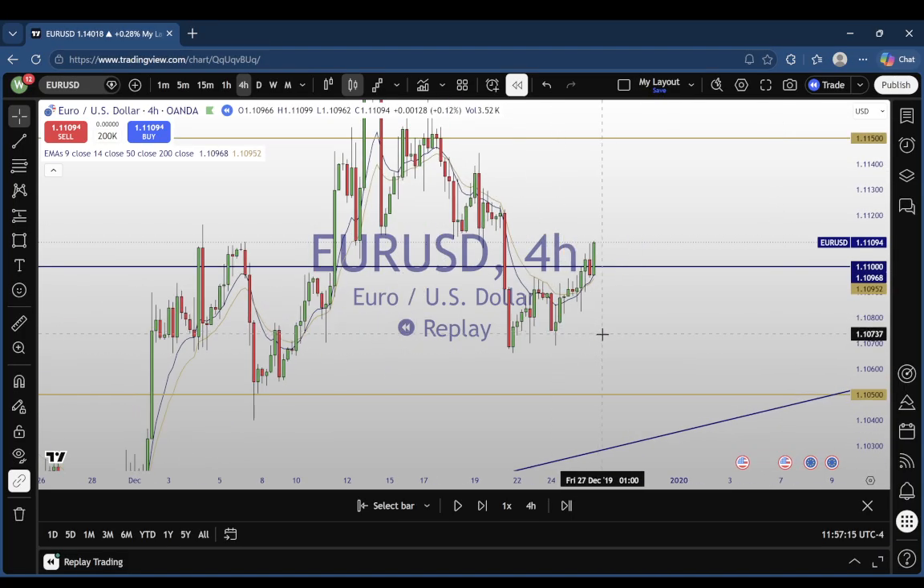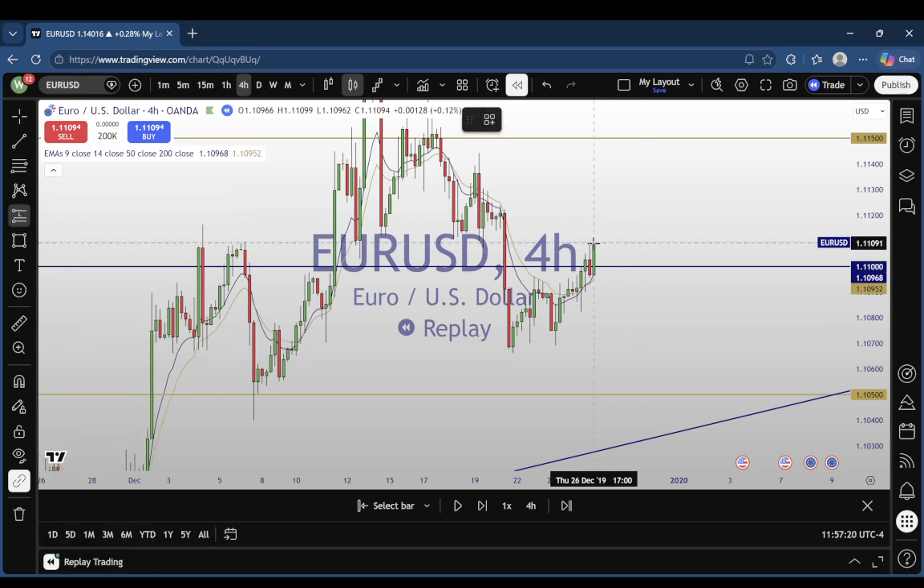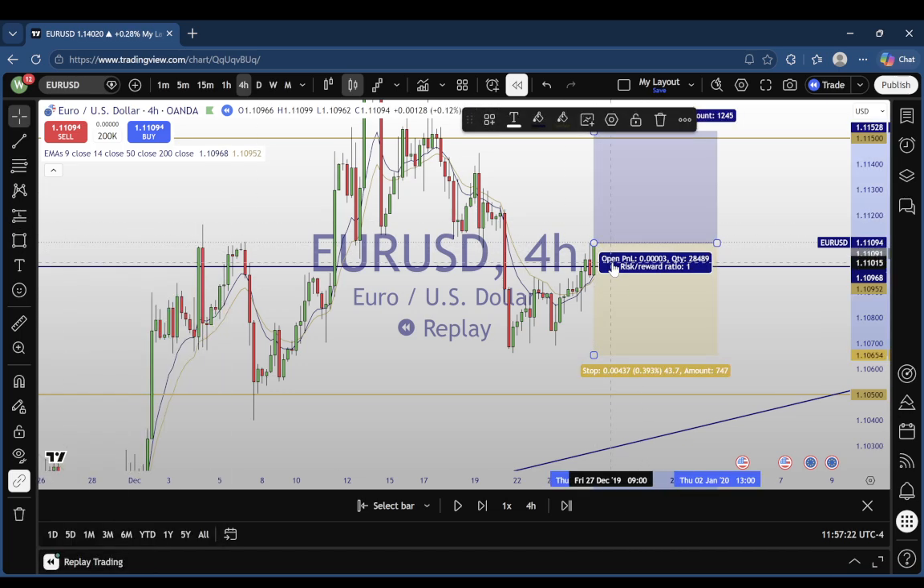So that is an A setup. So I'm going to use my long position tool. This won't be an exact trade. This is just an analysis tool to let you know that, okay, if I did get in here, then this will be my take profit and my stop loss.